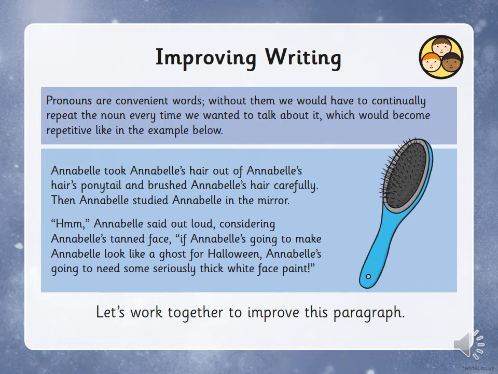Annabella took Annabella's hair out of Annabella's hair ponytail and brushed Annabella's hair carefully. Then Annabella studied Annabella in the mirror. Annabella said out loud, considering Annabella's tanned face, if Annabella's going to make Annabella look like a ghost for Halloween, Annabella's going to need to buy some seriously thick white face paint. Do you see how repetitive and tiring that was? Let's work together to improve this paragraph.